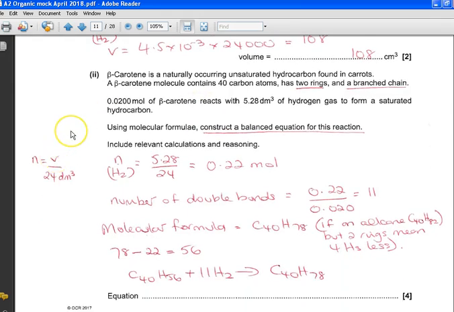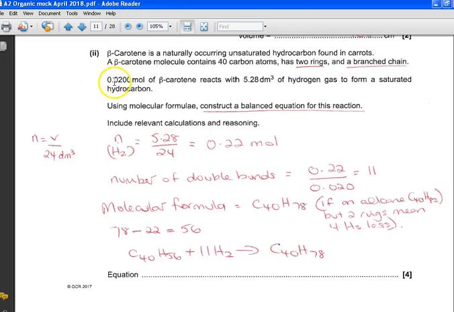Right, beta carotene is a naturally occurring unsaturated hydrocarbon. Okay, it's got 40 carbons, 2 rings, and a branch chain. And you're told that you've got 0.02 moles of beta carotene, and it reacts with 5.28 cubic decimeters of hydrogen gas to form a saturated hydrocarbon. Using molecular formulae, construct a balanced equation for this reaction. So that's what you're aiming for here.